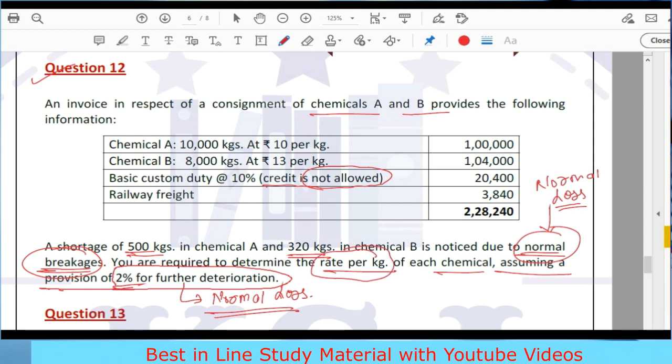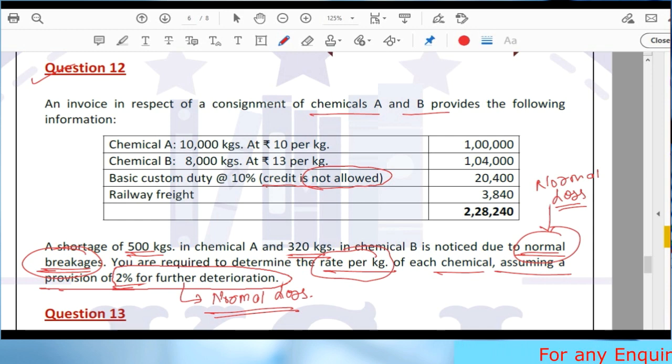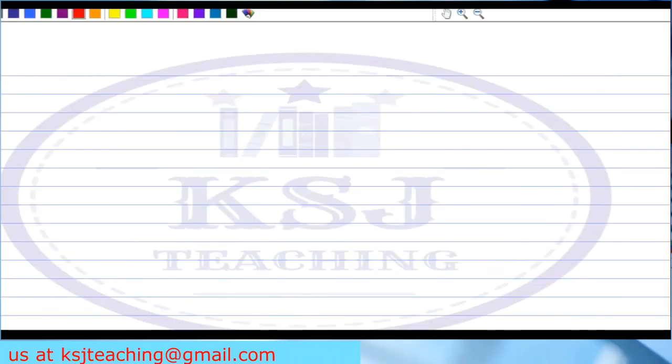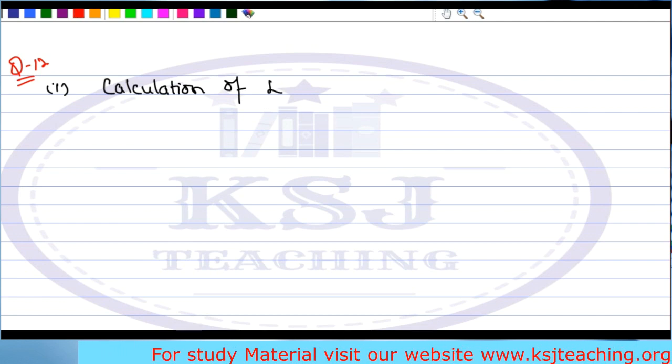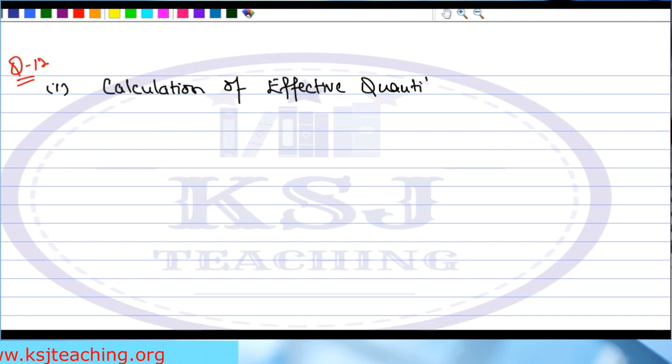So first we have to identify the effective quantity that will reach our factory. The invoice says we have sent 10,000 kg and 8,000 kg, but what will reach our factory? We will record the cost for the number of units that will be reaching inside our factory. 10,000 and 8,000 units will not be reaching our factory, sir. So we have to record what is going to reach our factory. Question number 12, right? So first thing that we are going to do is the calculation of effective quantity.